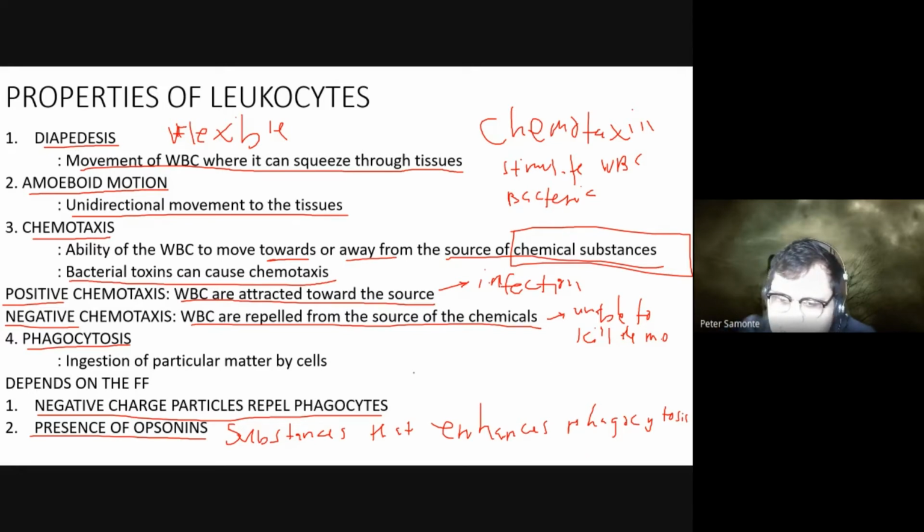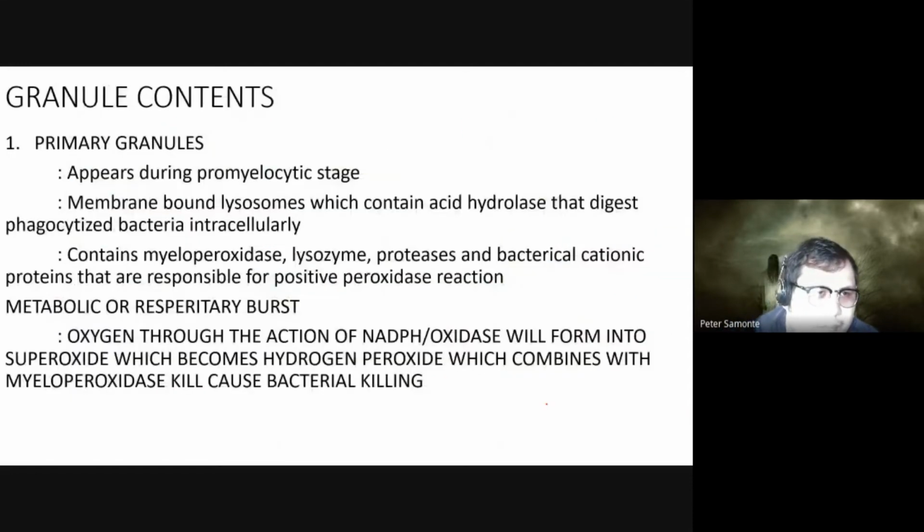So an example would be, if I recall, your complement. In the complement class, we have C3, C3b to be exact, which would enhance phagocytosis. Okay, let's go to your granule contents.